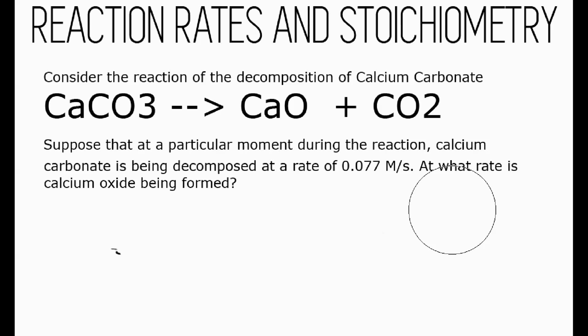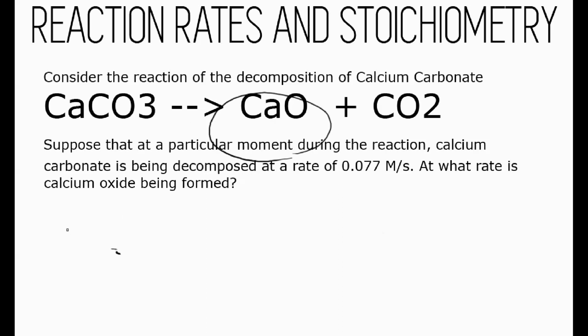Consider the decomposition of calcium carbonate given by the reaction CaCO3, which yields CaO plus CO2. Suppose that at a particular moment during the reaction, calcium carbonate is being decomposed at a rate of 0.077 molarity per second. At what rate is calcium oxide being formed? Everything seems complicated at the start, but let's break down what we have and what we are finding. We have the rate of the decomposition of calcium carbonate, and we are asked for the calcium oxide. So we are finding this one.